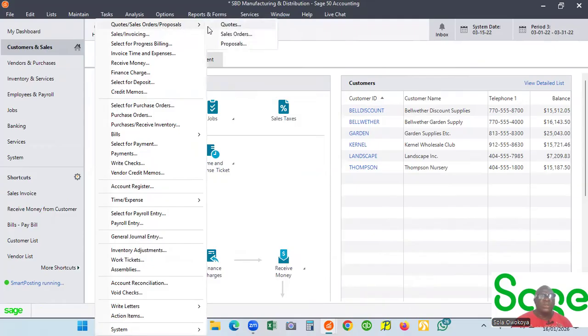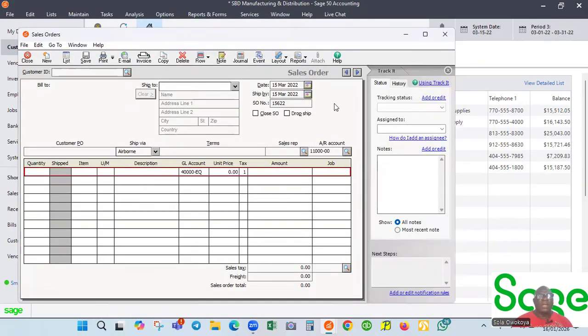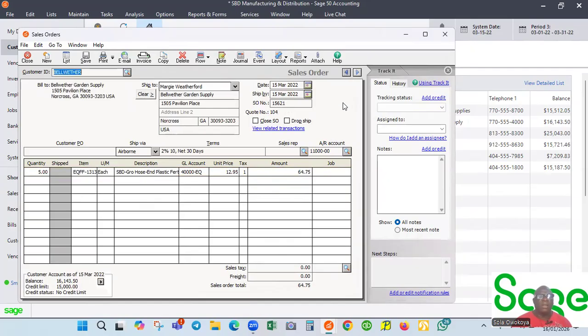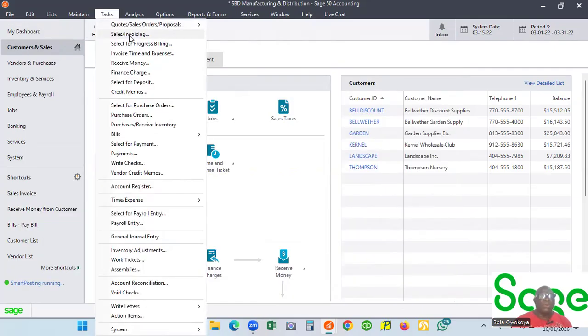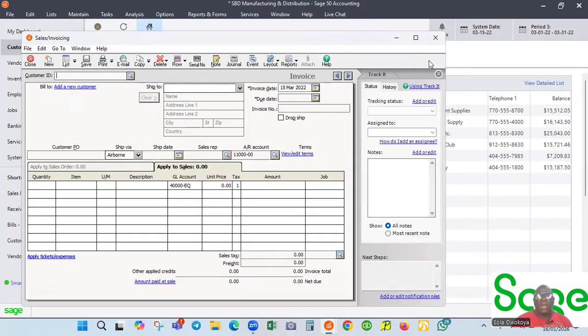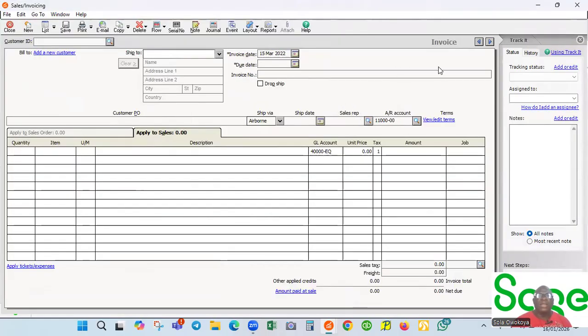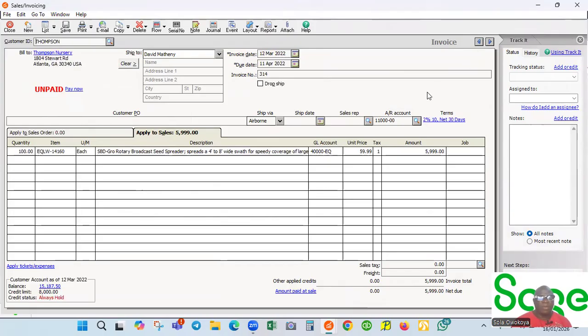You can also use it to raise a sales order when a customer makes an order, when you have an order from a customer. You can use this to raise an order and also convert your sales orders to invoices at the end of the day. Also, you can use it to raise invoices, and you can actually design your invoice and print it out from the system.